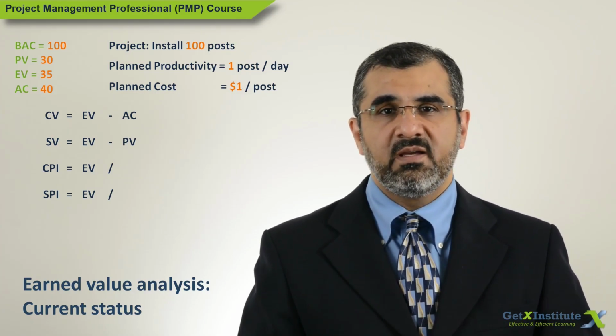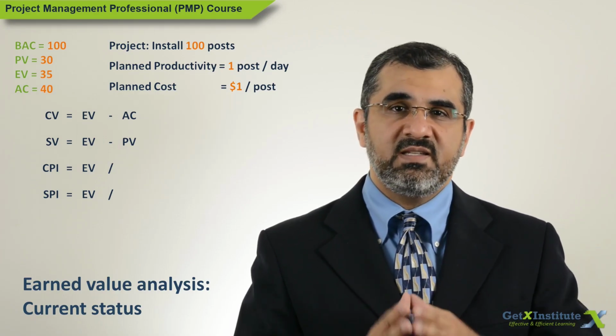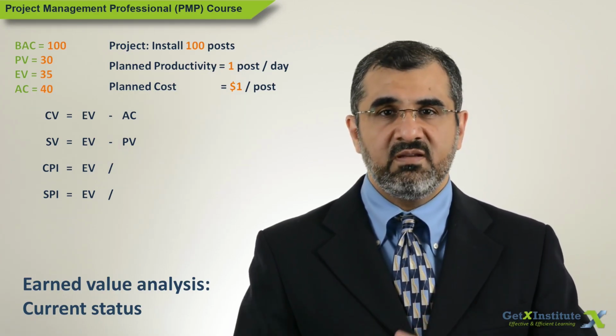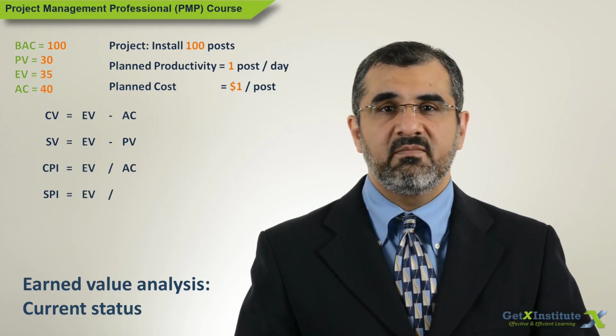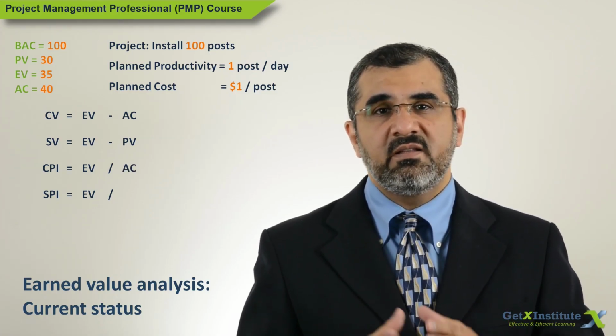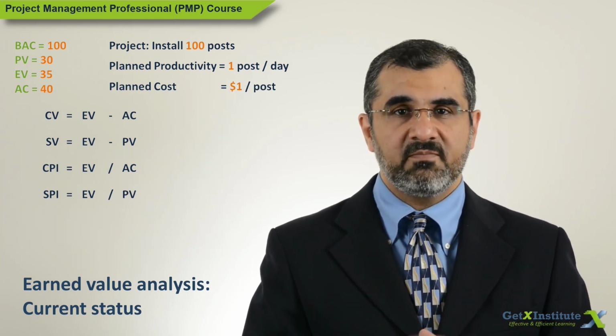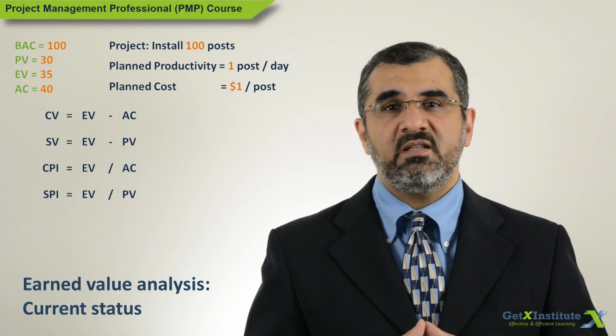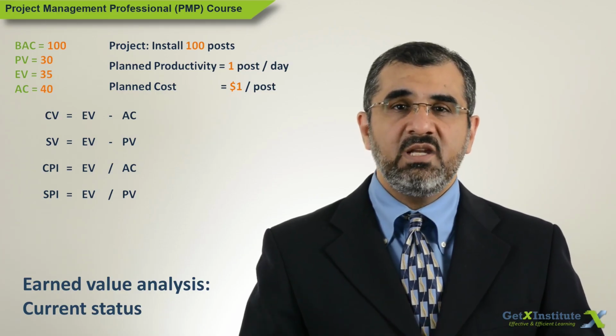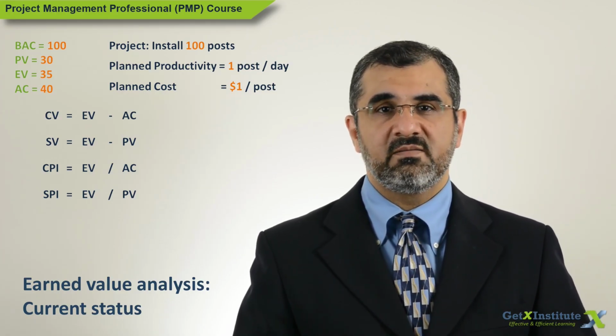In the same way, CPI will take the same last term as CV. So the term is AC, and SPI will take the last term same as SV. So it is PV. These are the 4 formulas needed to establish the current status.